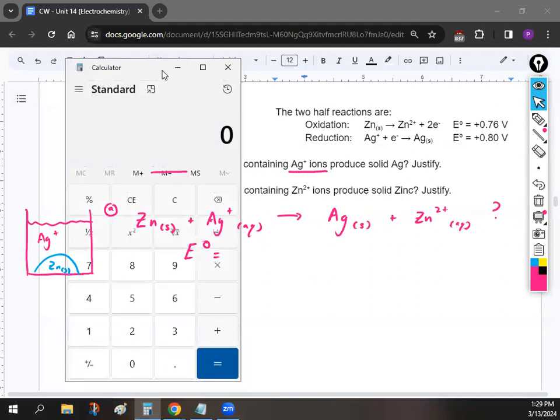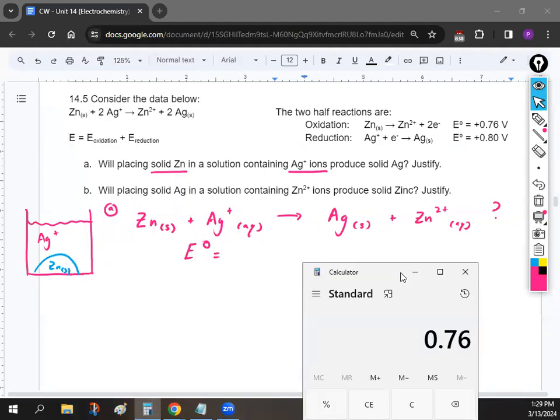All right, guys. So for the electrical potential, it's just 0.76 plus 0.8. So that's going to be positive 1.56 volts.